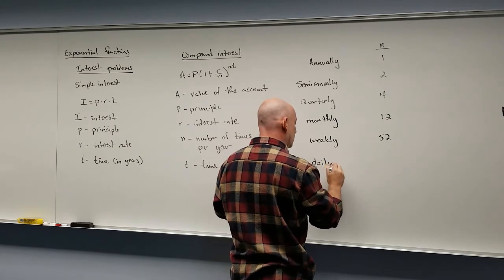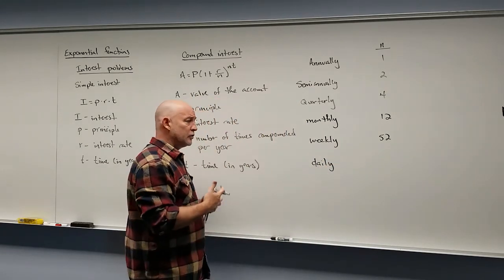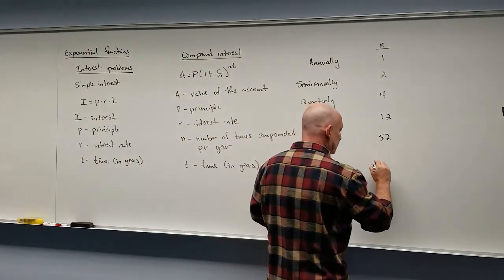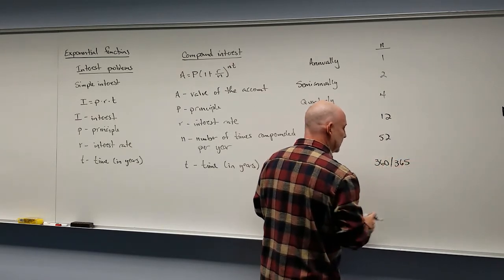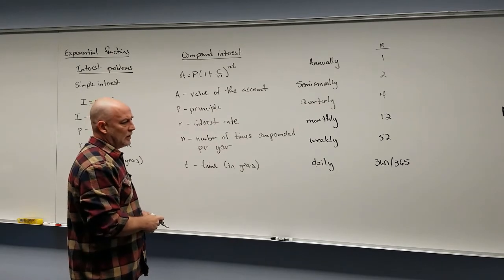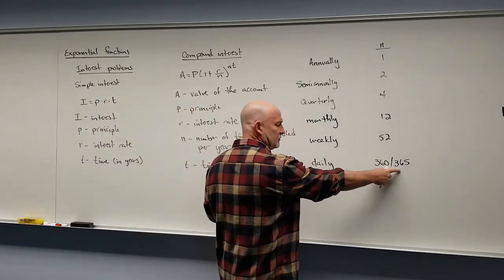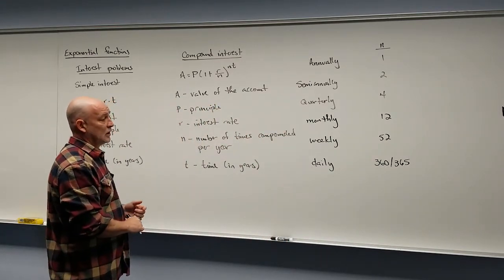Daily gets a little weird here. Daily, of course, 365 are how many days in the year, but a lot of textbooks, including a lot of accounting books, use 360 for the number of days in the year. So a lot of times, application books may not use 365. I would suggest using 365 because, well, that's the actual number of days a year.